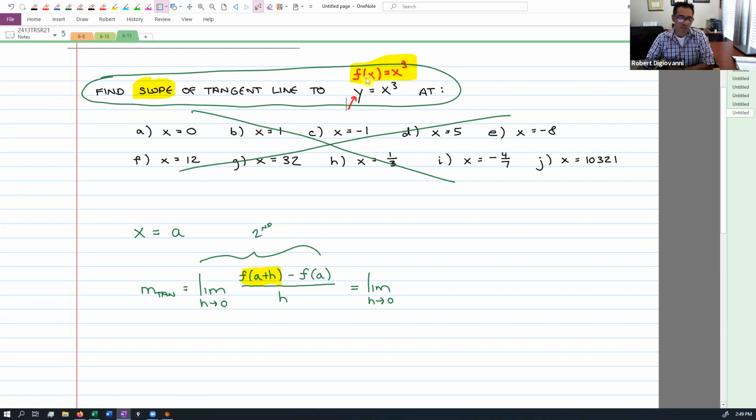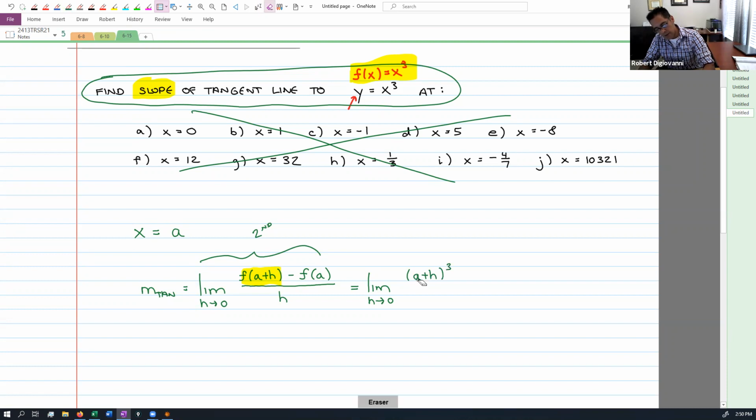Right, like if I asked you to plug 2 into this, you would just do 2 cubed. If I asked you to plug in 3, you do 3 cubed. Well, I'm asking you to plug a plus h in. So you're just going to do a plus h cubed, right? Okay, so that's the top left corner of this.